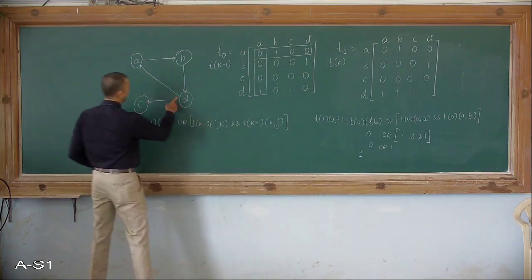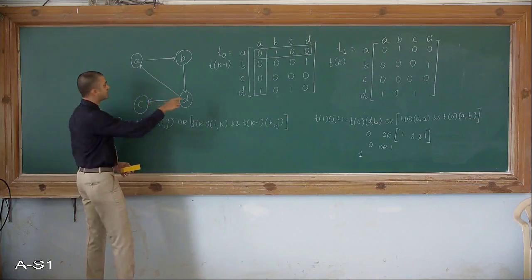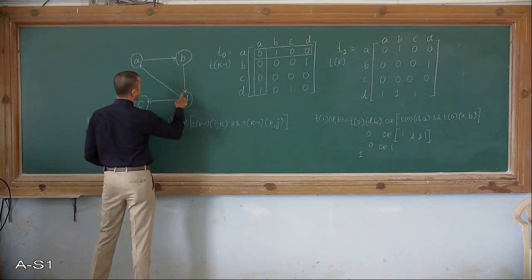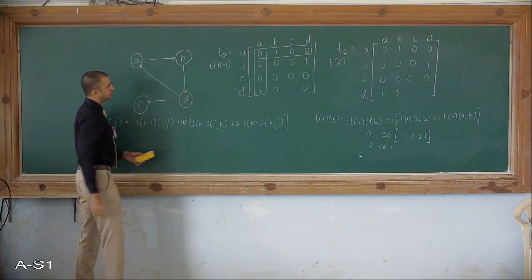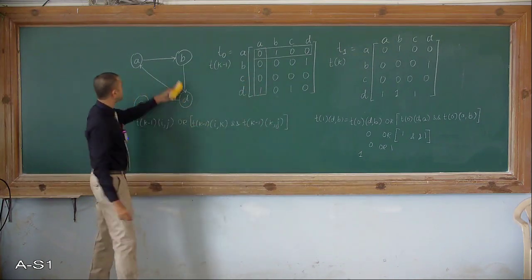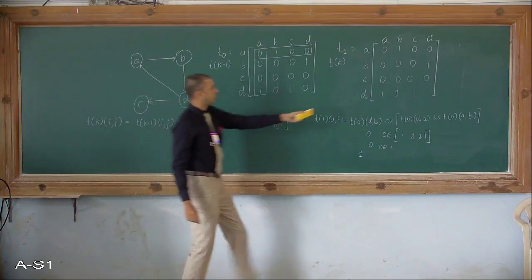Can I have that? Yes. D to B, D to A, is there an edge? Yes. A to B, is there an edge? Yes, which means that I can reach D to B using a vertex A. This was our intermediate vertex here. So I have reached B using an intermediate vertex A. That is why it got converted to 1.